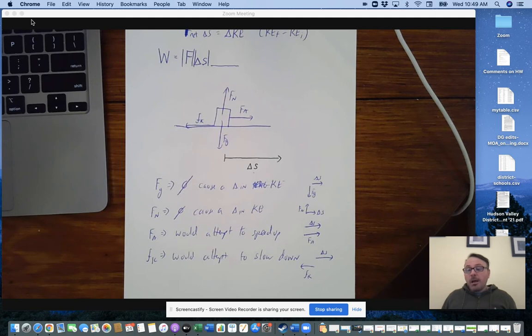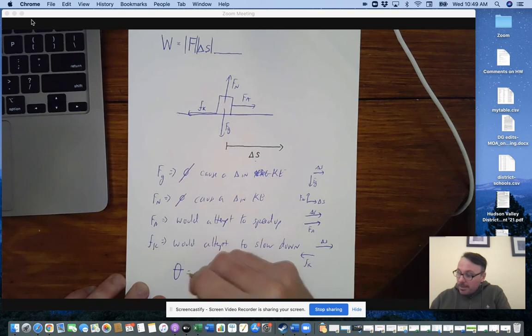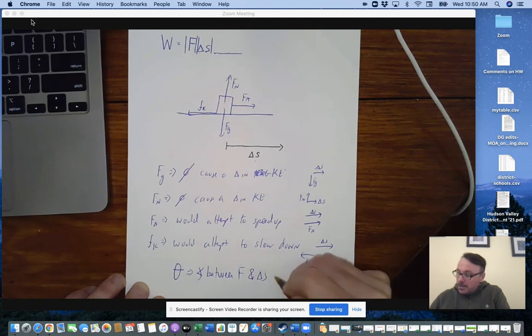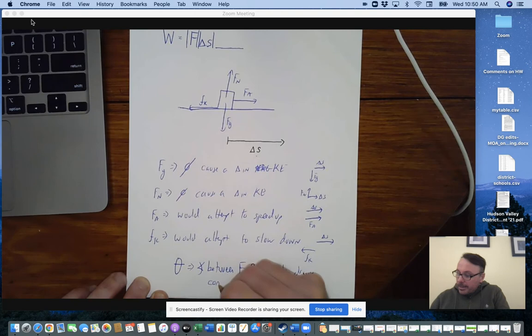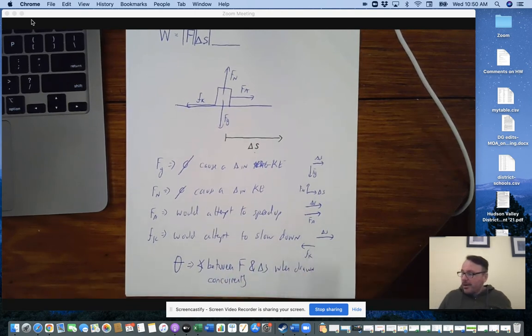So if I talk about an angle, which I will define as theta, I'm going to define theta in this context to be the angle between F and delta S when drawn concurrently, meaning starting from the same point, kind of like I'm doing here. I just move these off to the side a little bit.